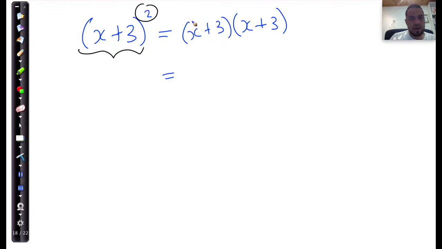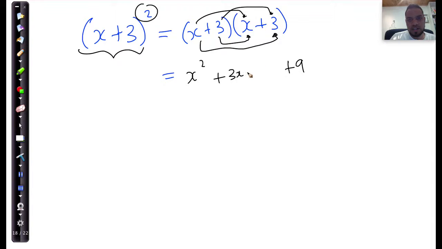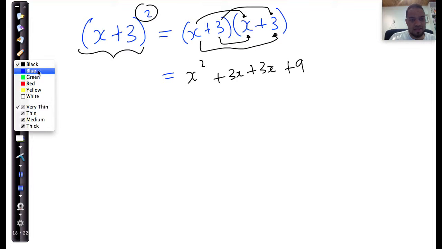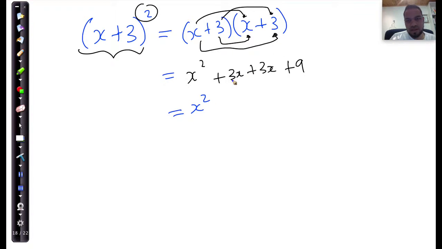Well, according to the long way, we say this must be that times that, which is x squared, that times that, which is positive 9, 3 times 3, and then this here is positive 3x, and this one over here is positive 3x. Now, you're going to start seeing a pattern very soon. This must then be x squared. 3x and 3x, it's like 3 apples plus another 3 apples. That's going to give me 6x. And this over here is plus 9. Okay. Very easy, very easy.